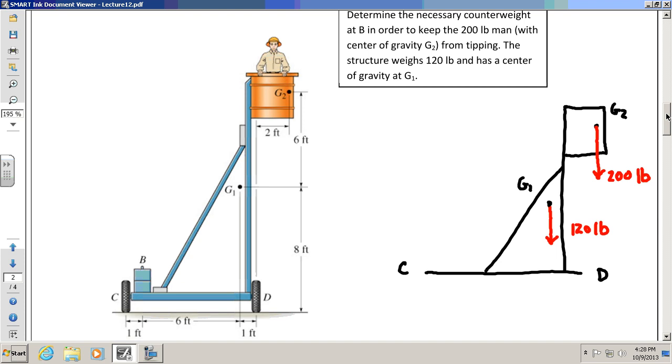There have been incidents like this where people have fallen over and died. So we don't want that to happen. So we prevent that from tipping by putting counterweight at B. Okay? So we want to figure out, well, what's basically the minimum amount of counterweight we're going to need here. So I'm going to put WB. It's basically a counterweight at B there. Okay?